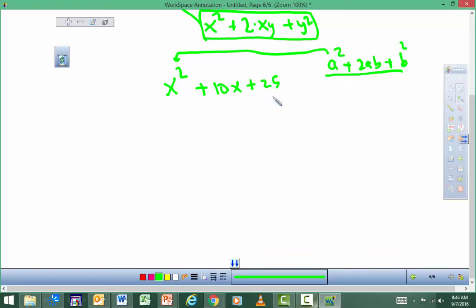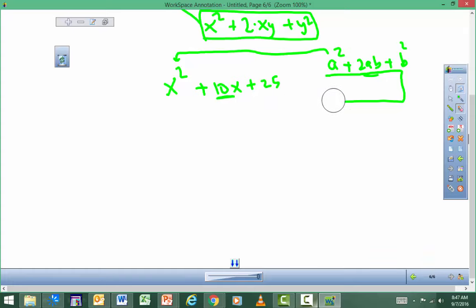Check out this number. This number, I'm thinking to myself, is 5 squared. So it's a perfect square also. There's the b right there. You see? Now the question is, is this one the 2ab? Okay, so before I do that, let me show you an intermediate step that I always do. That's how I do this, okay?